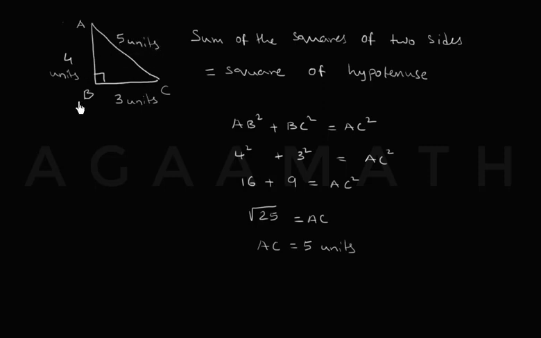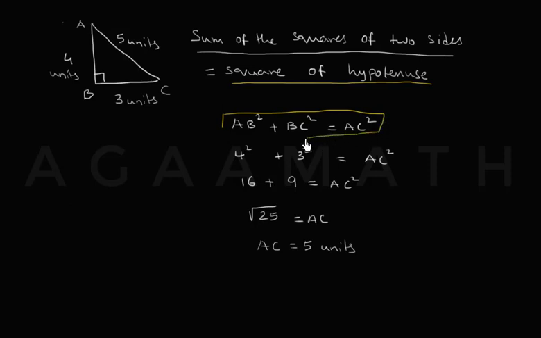So you also have to know how to find the length of the other side when any two sides are given. That is, the sum of the squares of the two sides is equal to the square of the hypotenuse. So it is AB square plus BC square is equal to AC square for this triangle. So this is nothing but the Pythagoras theorem. Let us see one more example now.